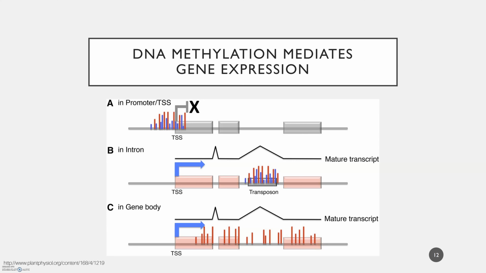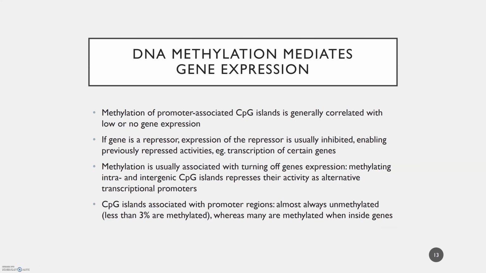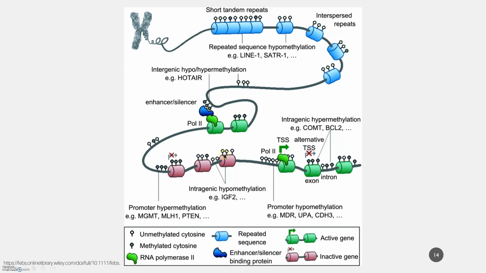What we also find is that while different tissue types present with significantly different methylation levels, as mentioned before, CpG islands associated with promoter regions are found to be almost always unmethylated. In fact, only less than about 3% are methylated, whereas many of the ones located inside gene bodies are methylated. In this figure, you can see that hypermethylation generally occurs within gene bodies, which represses alternative transcription start sites, while promoter regions are hypomethylated, which leads to gene expression. Repeats are also hypomethylated.